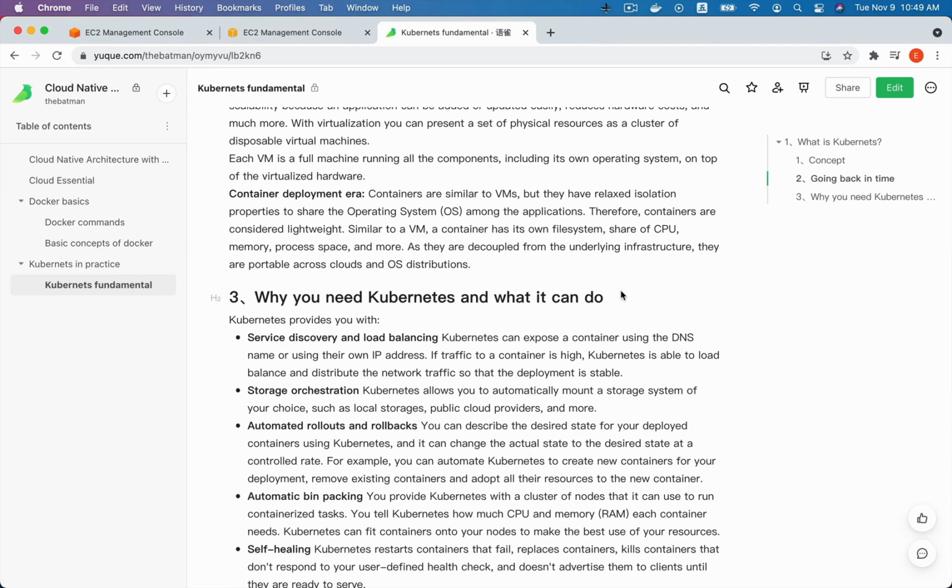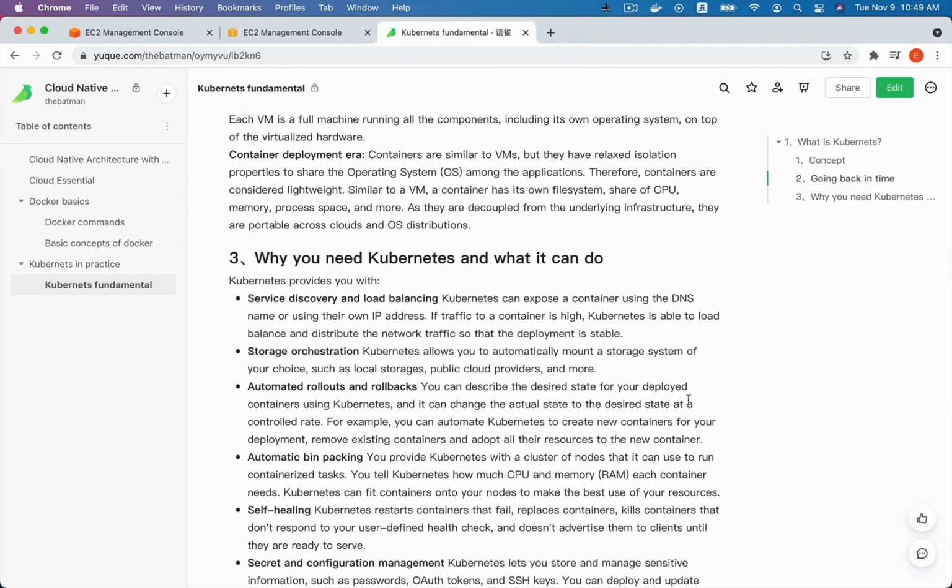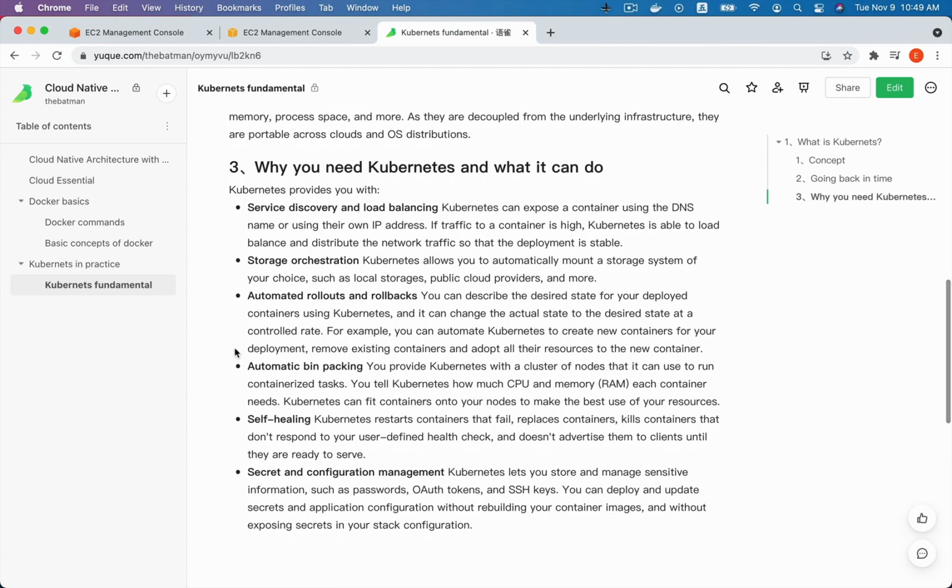And second, storage orchestration. Kubernetes allows you to automatically mount a storage system of your choice, such as local storage, public cloud providers, and NFS. And third, automated rollouts and rollbacks. You can describe the desired state for your deployed containers using Kubernetes. And also the automatic bin packing.